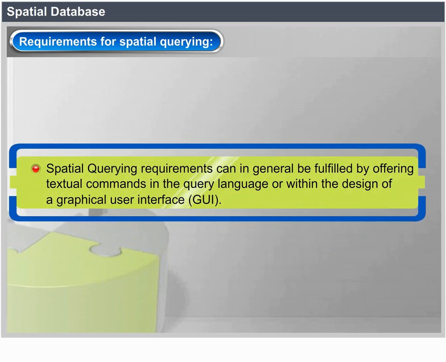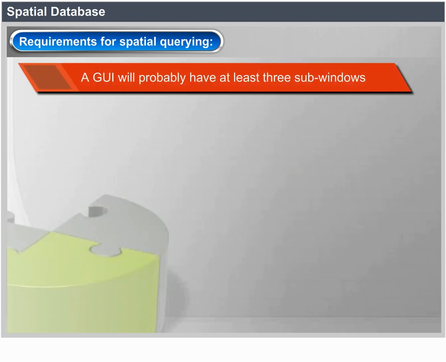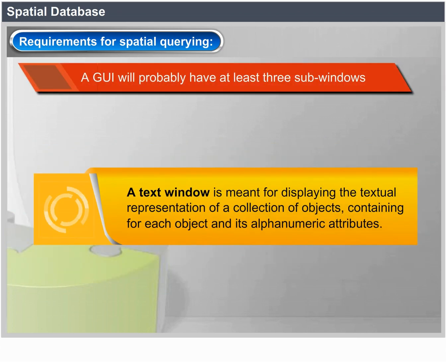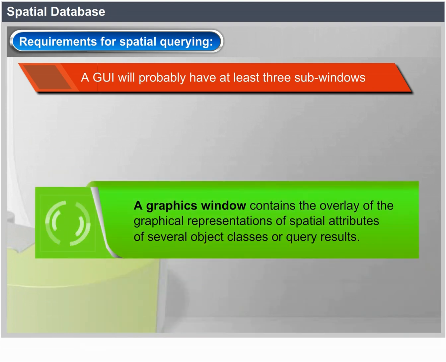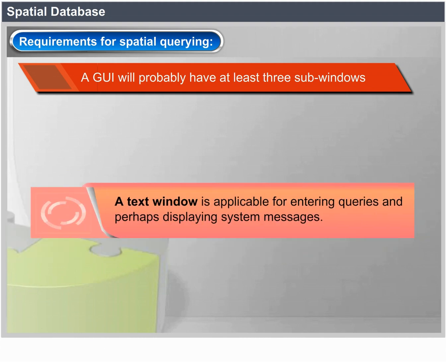A GUI will probably have at least 3 sub-windows. A text window for displaying the textual representation of a collection of objects, containing for each object its alphanumeric attributes. A graphics window containing the overlay of the graphical representations of spatial attributes of several object classes or query results, and a text window for entering queries and perhaps displaying system messages.